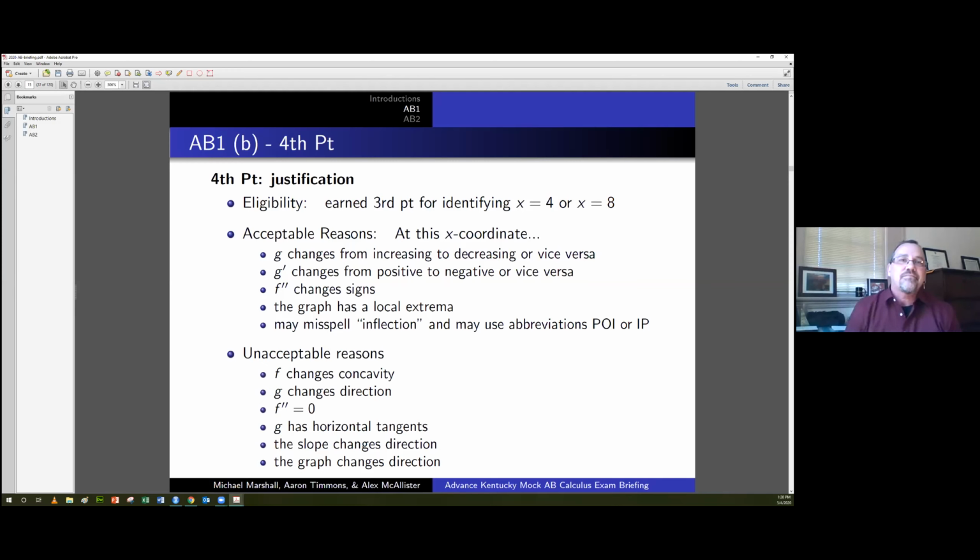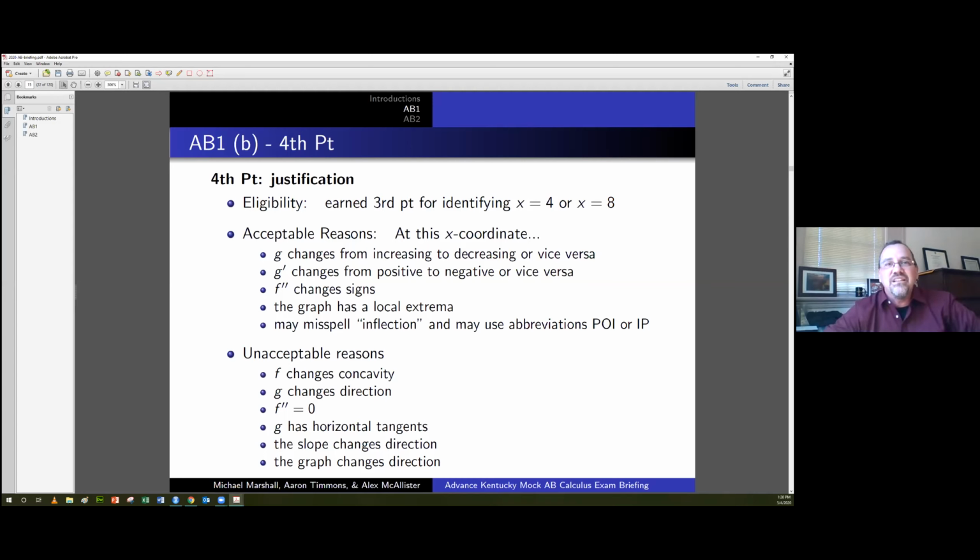Unacceptable reasons. So things like F changes concavity, right? So again, we might be thinking about definitional statements. G changing directions. There's a lot of different ways G can change directions, and it doesn't necessarily indicate a point of inflection. References to the derivative being zero or having horizontal tangents. Slope changing direction, the graph changing direction.